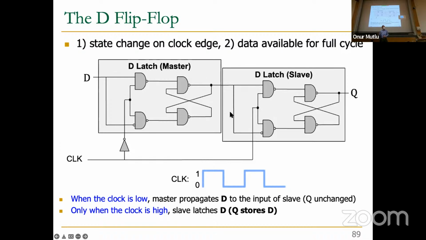So this is exactly the behavior that we want, right? At the rising edge of the clock, basically clock going from 0 to 1, Q gets assigned D, and that assignment doesn't change during the entire clock cycle.